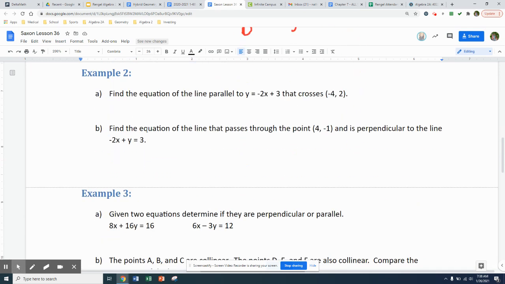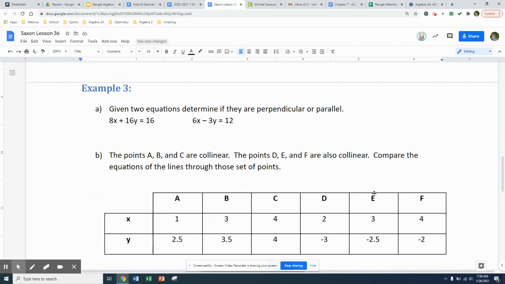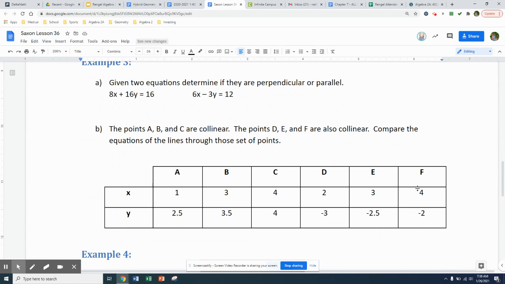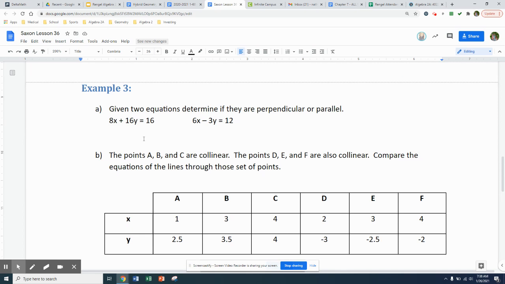So yesterday, Ms. Garretts went through example 2. Today, we will take a look at example 3. So example 3 says, given two equations, determine if they are perpendicular or parallel. And in order to tell if they're perpendicular or parallel, it's going to be all about their slopes. So we've got to figure out what are the slopes of these lines.